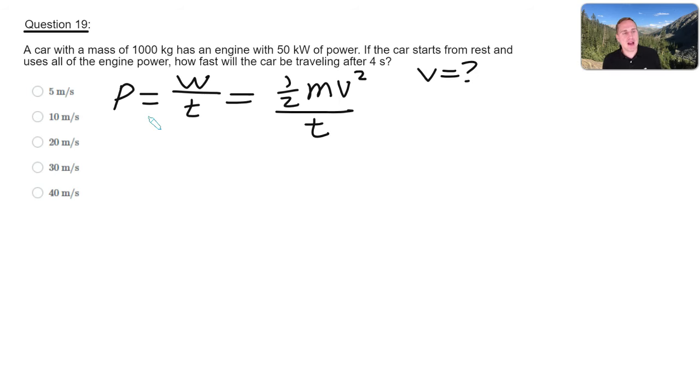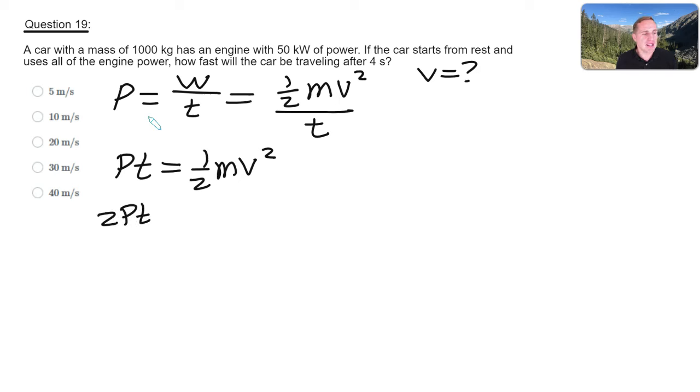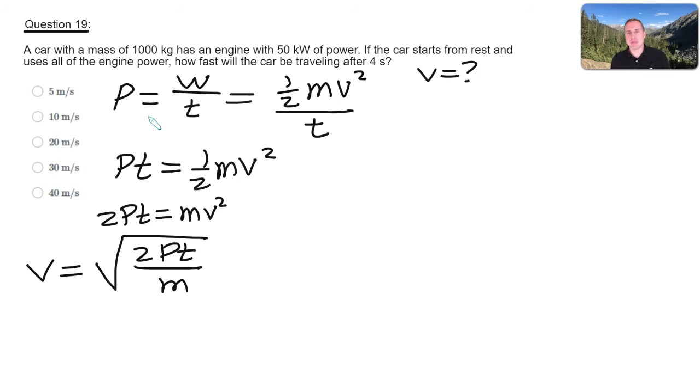Well, I should multiply by time. So that's pt equals 1/2 mv squared. I should multiply by 2. That's 2pt equals mv squared. Divide by m, then take the square root. So this is v equals the square root of 2pt over m. So p is power, t is time, m is mass. We got a factor of 2 in there and a square root.